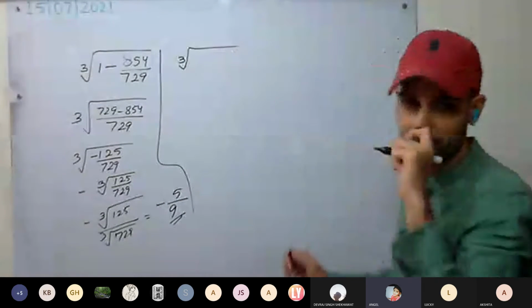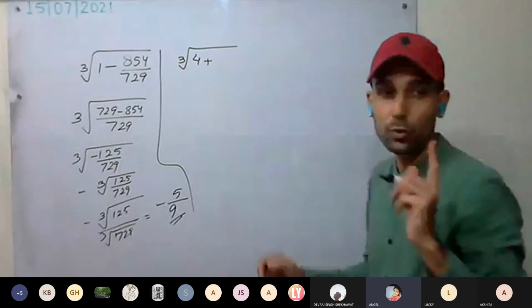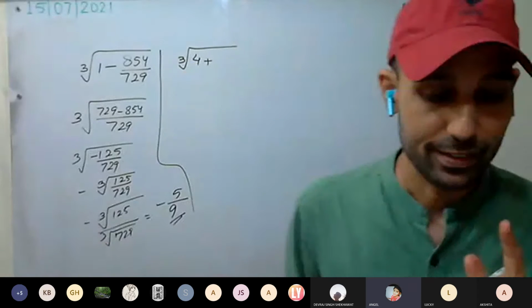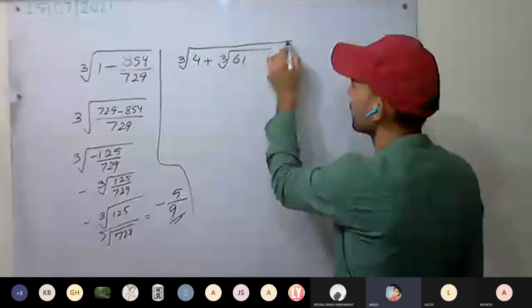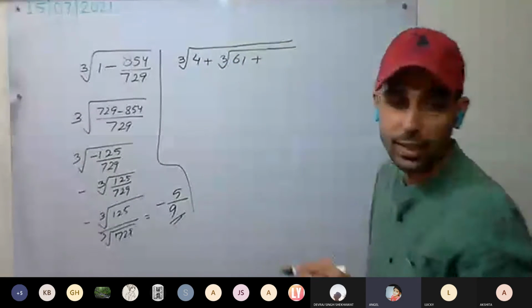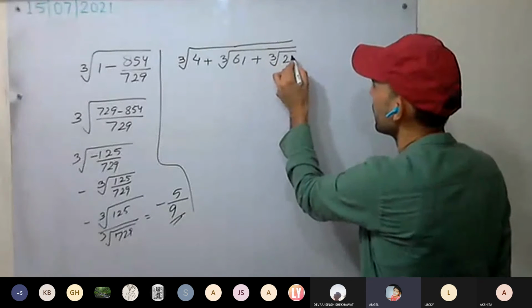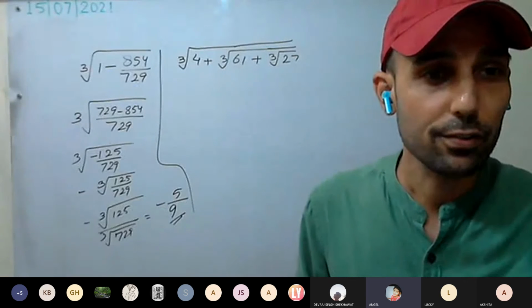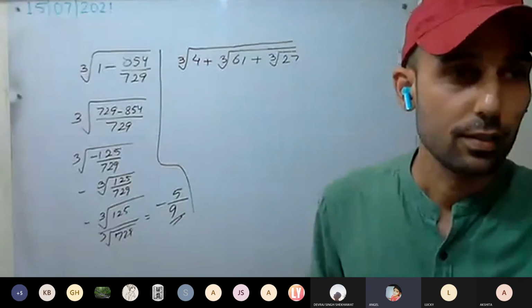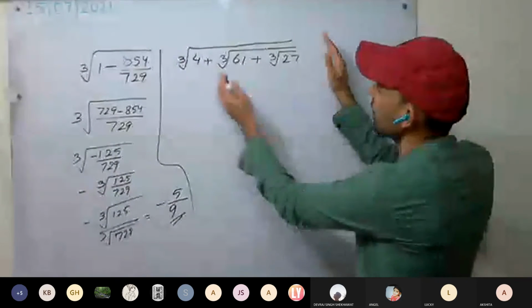Cube root of 4 plus cube root of 61 plus cube root of 27. This is a very interesting question. We have done this in roots as well. Do you remember? Everyone please see here.